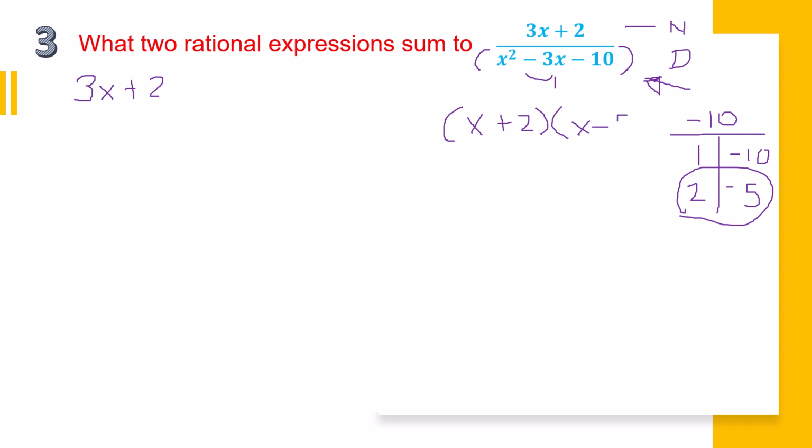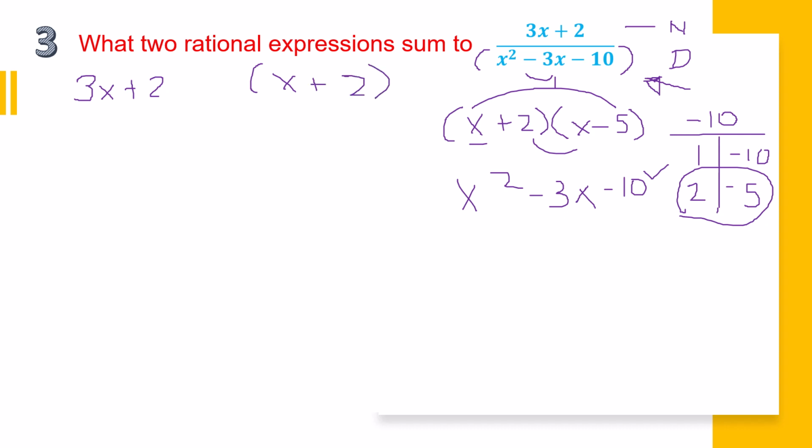And then just double check to make sure that you do have the right binomials. You can FOIL it out. Take the first term, x squared, outer and inner, -5 plus 2 is -3x, and then the last term, -5 times +2 is -10. So yes, that does check out. All right, so we factored the bottom into x plus 2 times x minus 5.